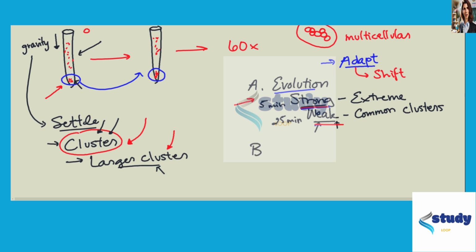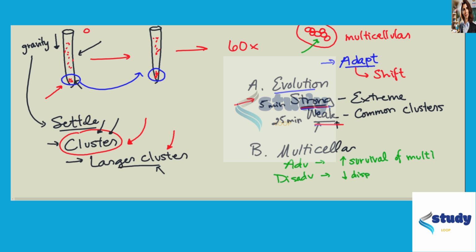For part B, they're asking us about how the adaptation to become multicellular can be beneficial or can be a deficit to the whole population. So here, the advantages of being multicellular is the organisms are working together in that cooperative behavior. So this increases the survival of multiple organisms. Whereas the disadvantages is this is going to decrease the display of individual genes.